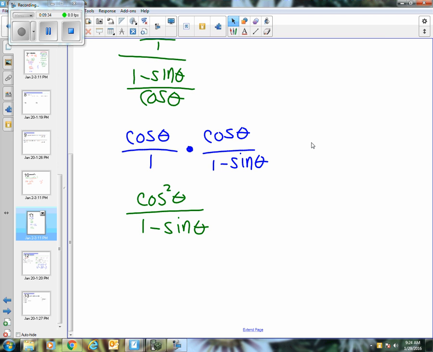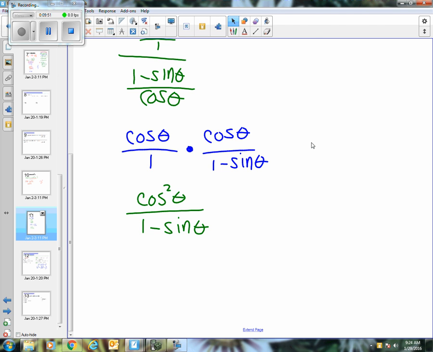So now the question is, are we done yet? Is there anything else we can do? So let's think that through. If there's any other substitution or operation I could do that would make it better, we should try to do that. So I can't really substitute on the bottom. 1 minus sine isn't anything because it's not squared.